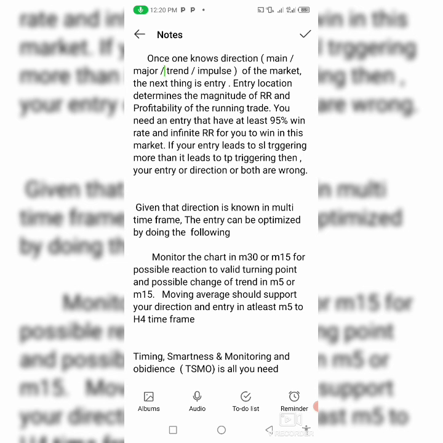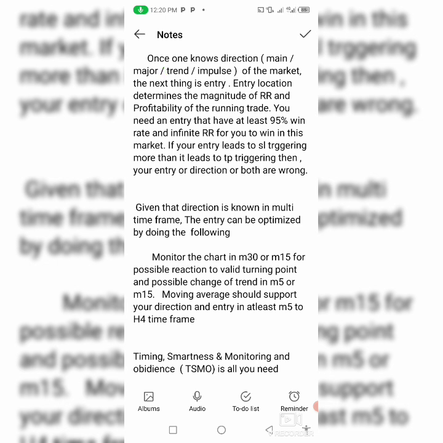Number one is you are looking on the chart to see reaction to a valid turning point. A valid turning point is very important to understand. Valid there means that price cannot break or go against that turning point. That is the last turning point before the market will change direction. Okay, so it should be valid.